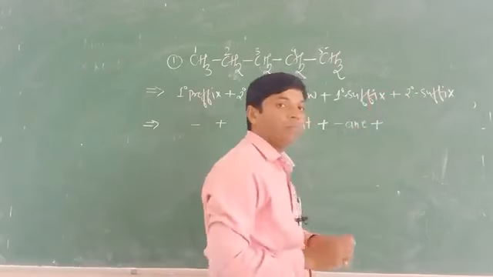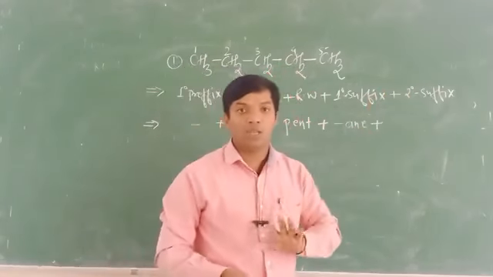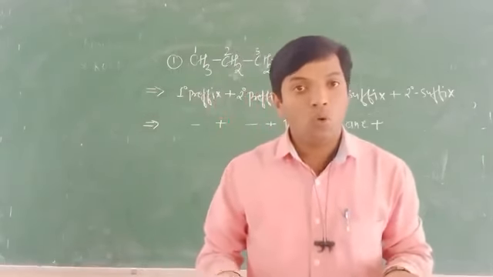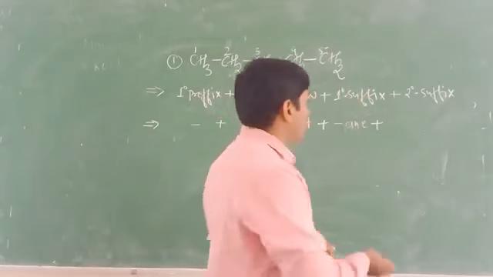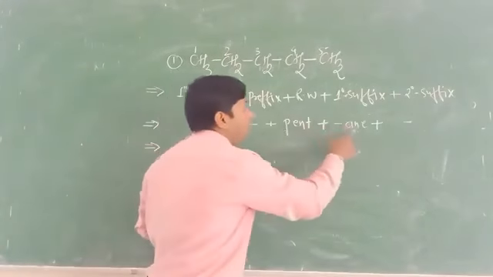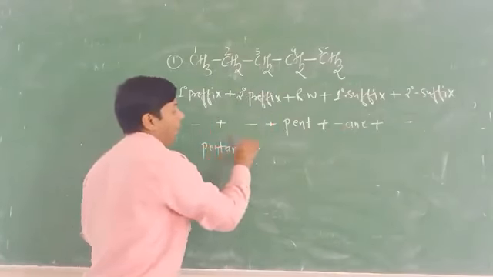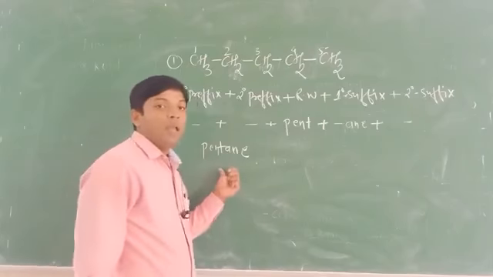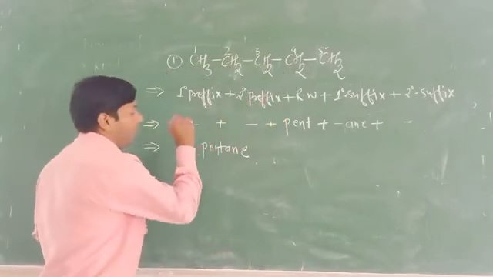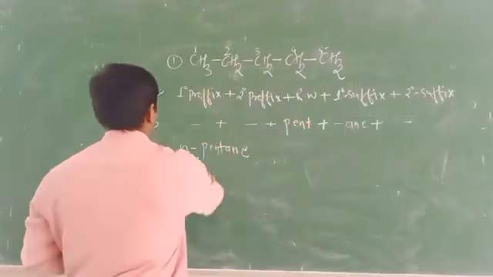I'll come to the secondary suffix. In this particular example, is there any functional group like OH, like CHO, like CO, like NH2, like NO2? No. So I will put a dash here. And you just have to add pent plus ane, that is pentane. This is the correct IUPAC name. By using the prefix normal, you can write n-pentane. One more example I am going to discuss.